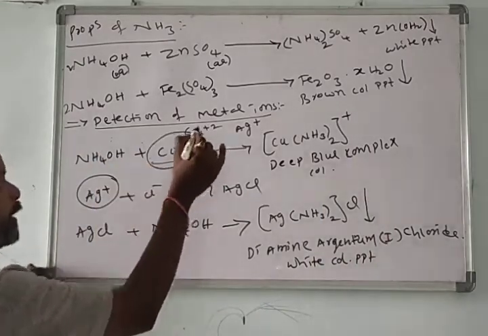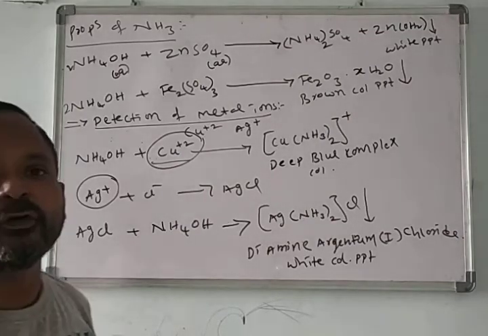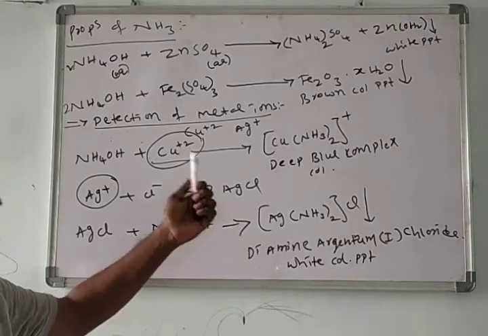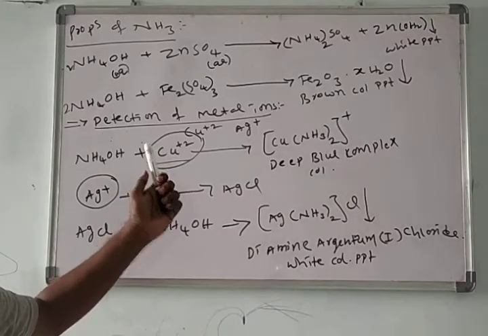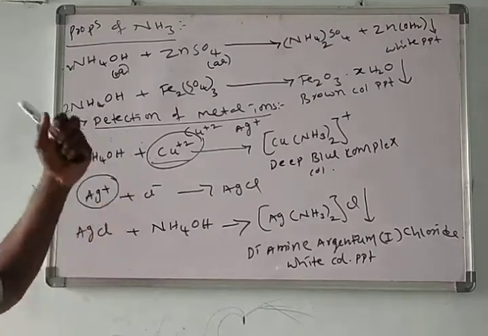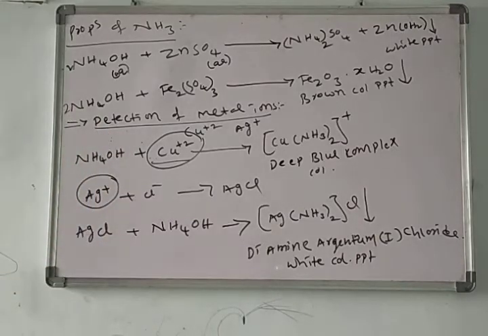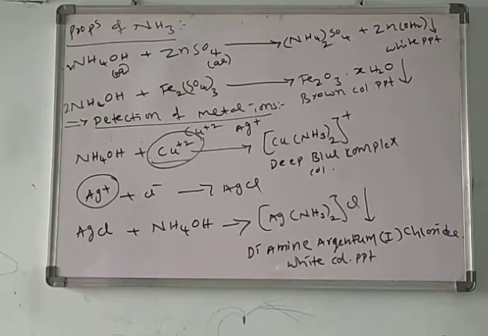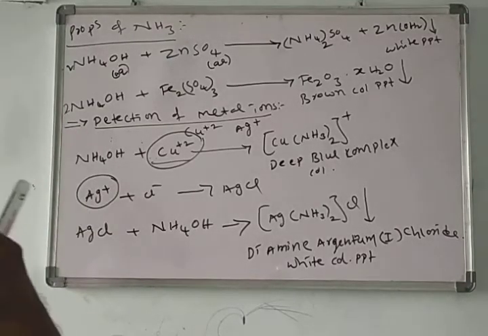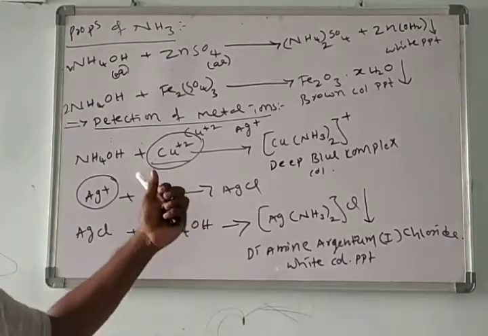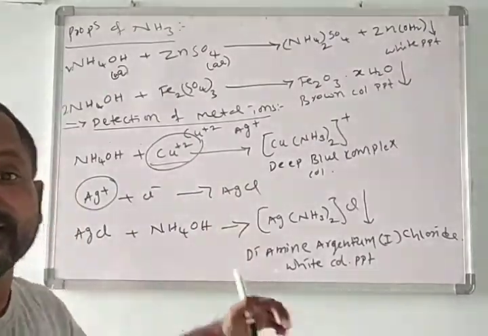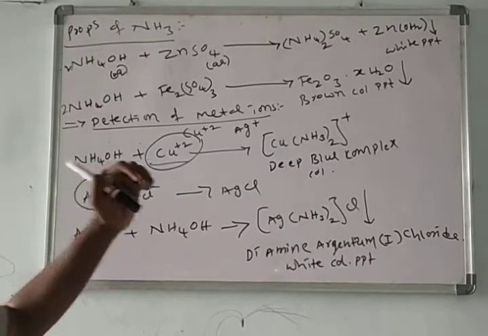Formation of deep blue color complex with the ammonium hydroxide solution indicates presence of Cu+2 ion. That means here ammonia solution is used for the identification of Cu+2 ions and Cl- ions. And what are the uses of ammonia? Liquid ammonia is used as a refrigerant, and it is also used for the preparation of so many fertilizers. Okay, it is a good inorganic reagent.